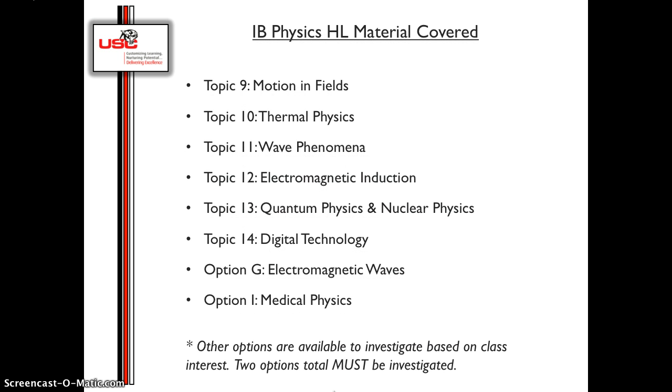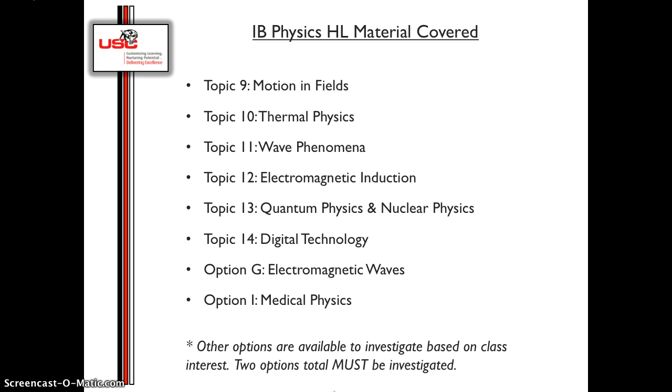During Year 2, we will not only review the first 8 topics that make up the core of IB Physics, but we will also introduce the following material: motion and fields, thermal physics, wave phenomena, electromagnetic induction, quantum physics and nuclear physics, digital technology. Then the following 2 options are typically selected since IB does require students cover their pre-selected 14 topics and 2 additional options.